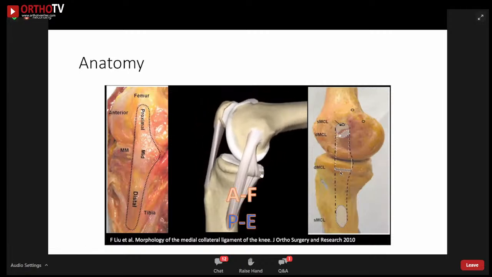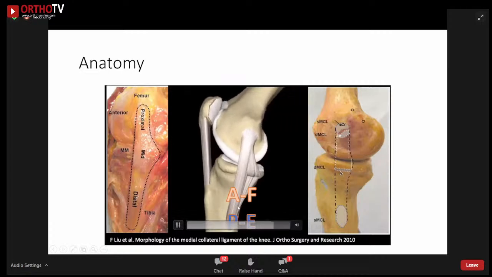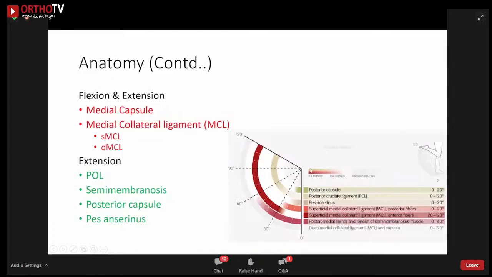So remember, one thing which I always remember was AF and PE, atrial fibrillation causes pulmonary embolism: anterior in flexion and posterior in extension. So basically, in flexion and extension, the most important structure that helps in balancing the knee is the medial capsule and the medial collateral ligament, both the superficial and the deep. And of the superficial, the anterior is taut in flexion and the posterior is taut in extension. And every structure behind the MCL, namely the POL, semimembranosus, posterior capsule, and the transversus, are tight in extension.